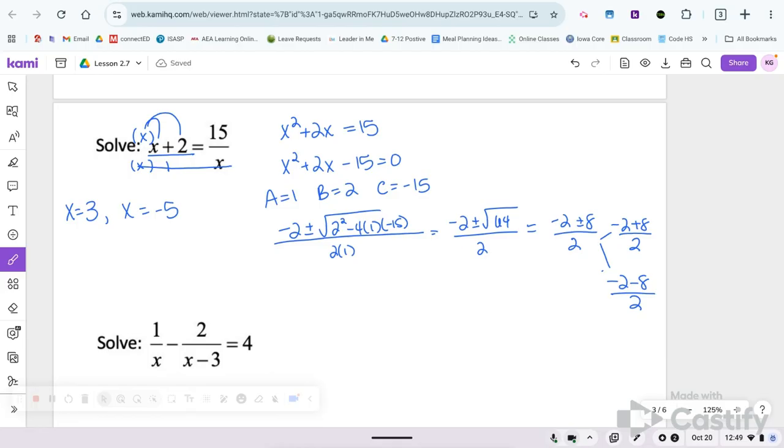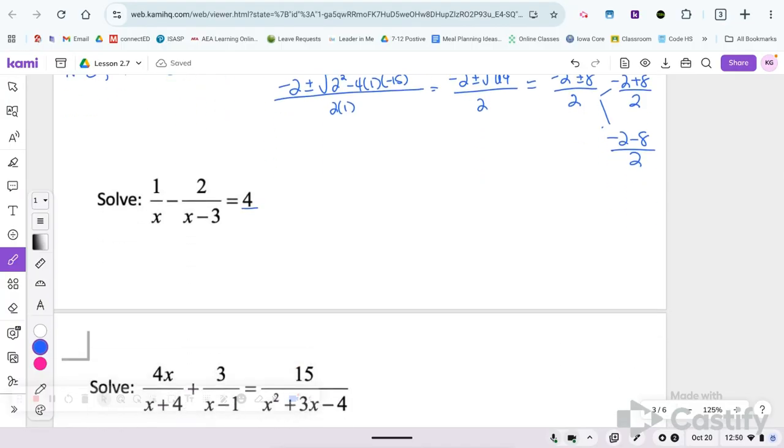Then we'll just check both of these real quick to make sure that one of them doesn't give us a non-real solution. So if I substitute positive 3 into this equation in both x's, I'd have 3 plus 2 is 5, and 15 divided by 3 is 5, so that works. When I sub in the negative 5, I have negative 5 plus 2 is negative 3, and 15 divided by negative 5 is negative 3. So both solutions work.